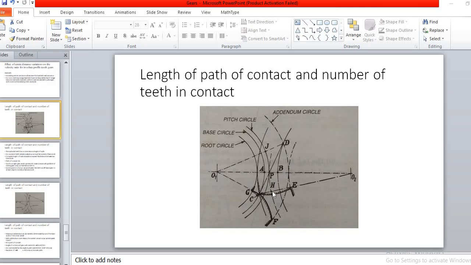And here two gears come in contact and the path of contact is represented by the line CD. The involute profile of gear 2, EC, comes in contact with the involute profile FC of the gear with center O1. So EC is the surface on gear 2 that comes in contact with the surface FC, and this is represented here.